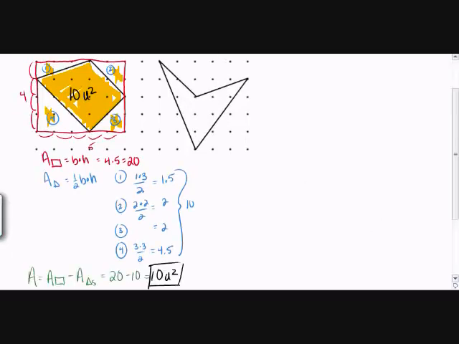Okay, now the next shape is a little bit more complicated, but what I want you to do is go ahead and use the method of encasement. Try to find the area of this figure. Go ahead and press pause now, and that way you can have time to work on it.